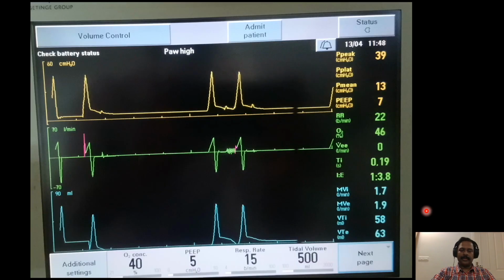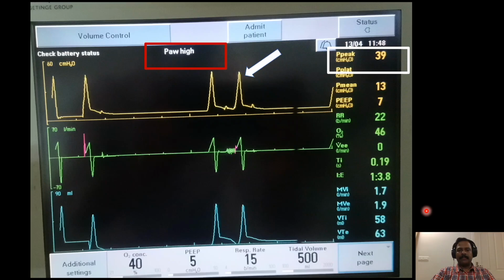So what we can see is that point number 1, we are having a high airway pressure, which is actually the alarm. And we can see that the graph has changed with a sudden spike. Other thing is that the peak pressure is 40 because we have set a limit of 40. It cannot go beyond 40.